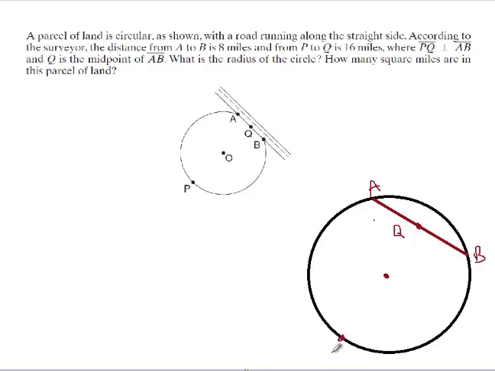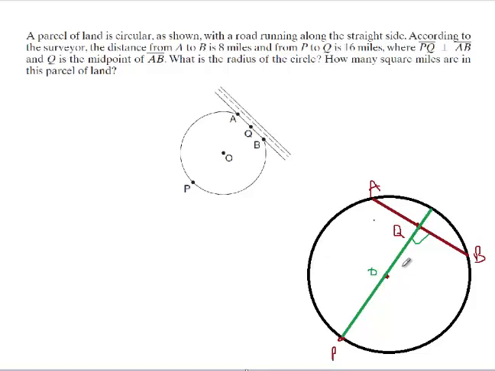We're going to use rules that are the same as the one we already saw, because if we draw this diameter, it goes through the middle, so it's a diameter, and it goes through this point. PQ is perpendicular to AB, and Q is the midpoint of AB, which means that it is a perpendicular bisector, and that tells you that this line, the green line, is a diameter of the circle.